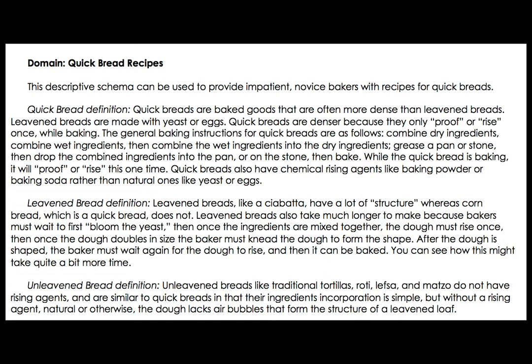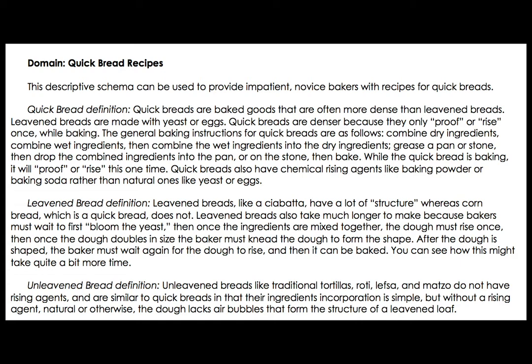Leavened breads like ciabatta have a lot of structure, whereas cornbread, which is a quick bread, doesn't. So leavened breads also take a lot longer because first you need to wait for the yeast to bloom, and then once the ingredients are mixed together, the dough has to rise once more. Then once the dough doubles in size, the baker must knead the dough to form the shape, and then you wait for it to rise one more time, and then you actually bake the bread where it rises a third time. So you can see how this takes quite a bit of time, so that's why the impatient part of my domain is really kind of the key factor here.